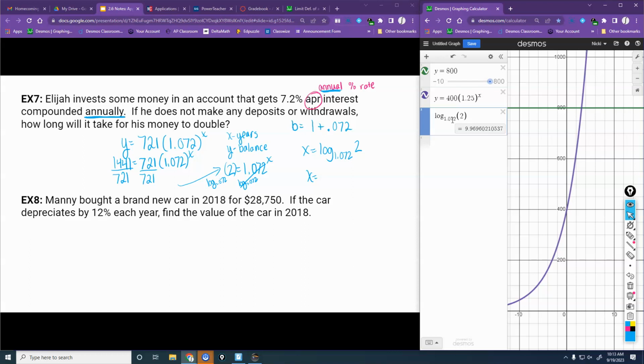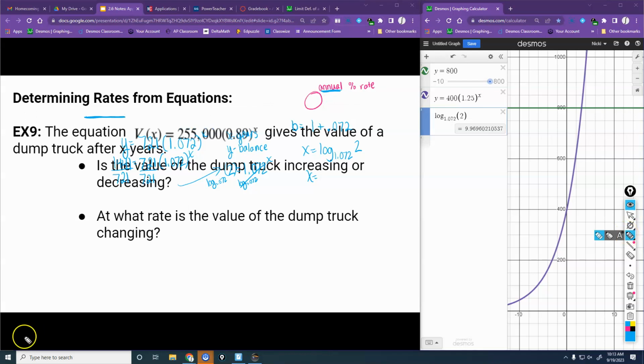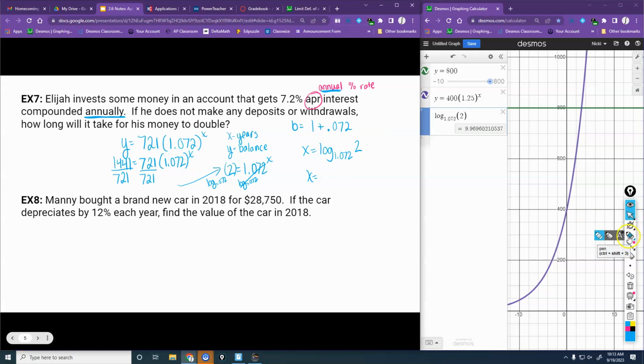You can type it in. Alright, check with your neighbors, see what they got.